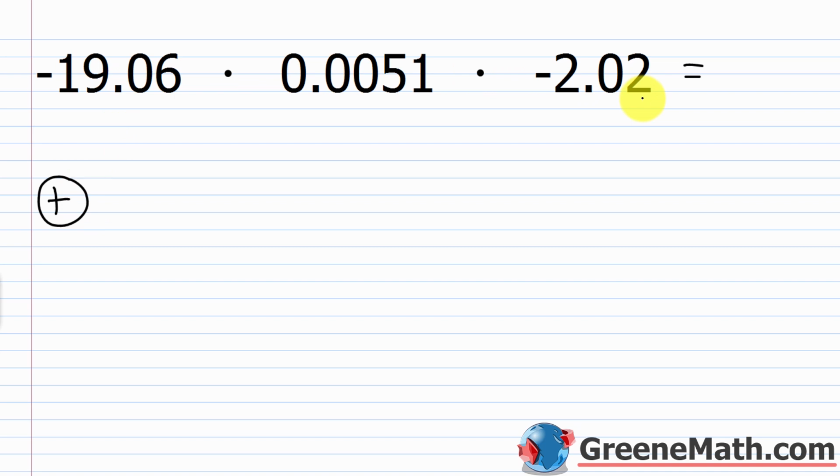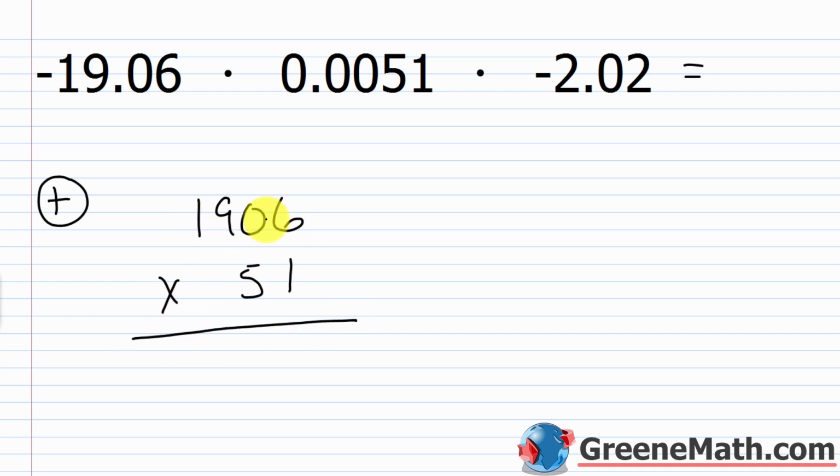Now, the next thing we want to do is multiply any of the two numbers together. And so I'm going to start out with 19.06 times 0.0051. So to do that, I'm going to pretend this is 1,906 times 51.